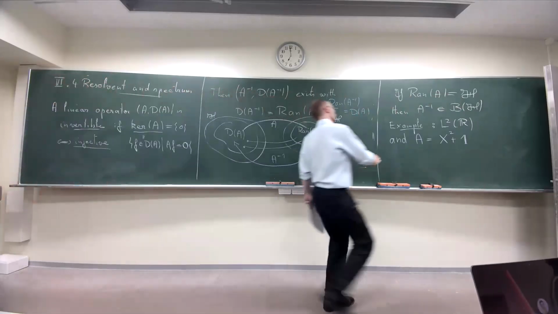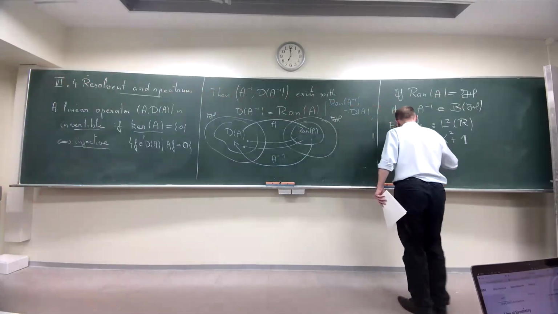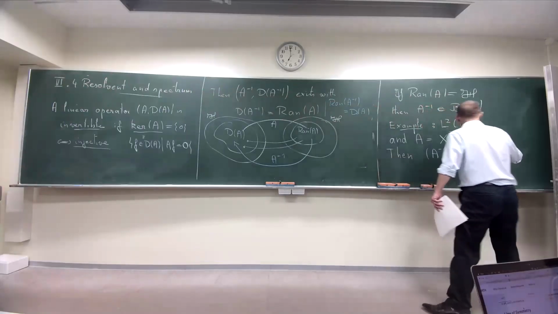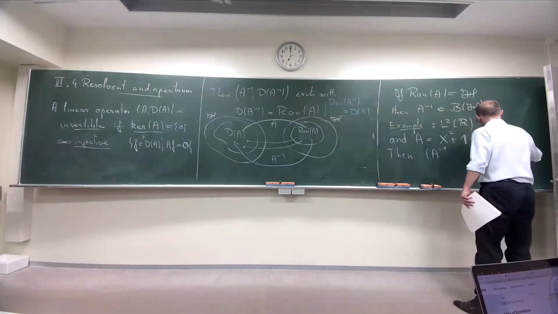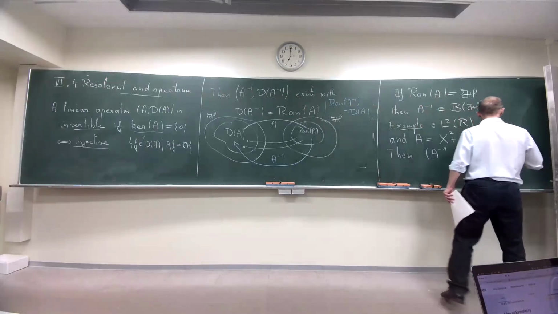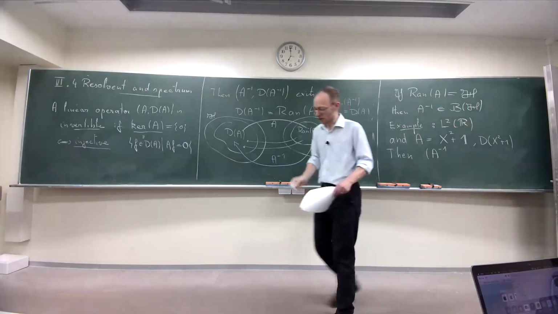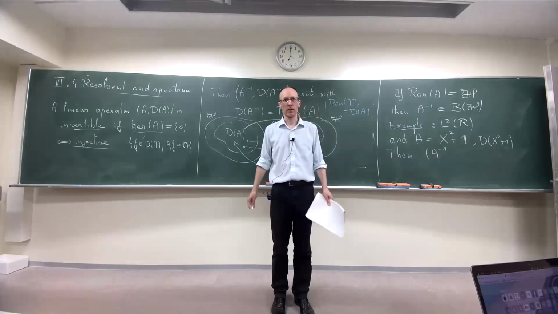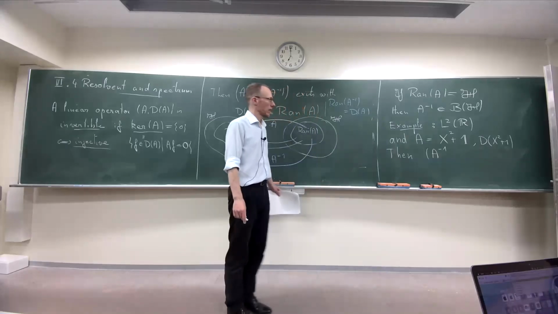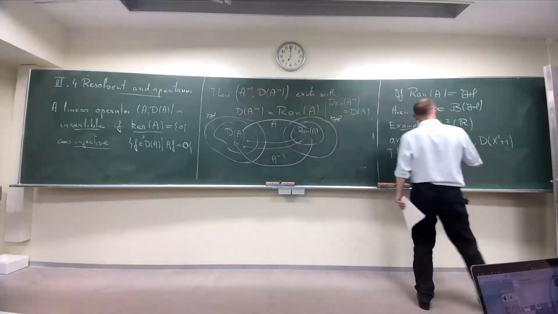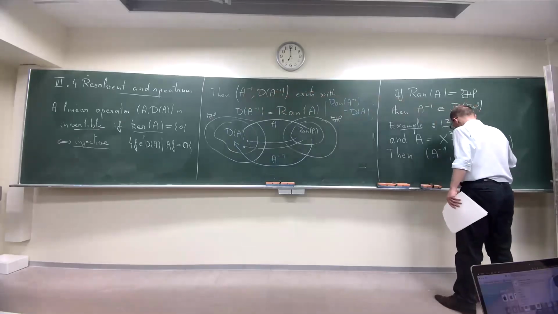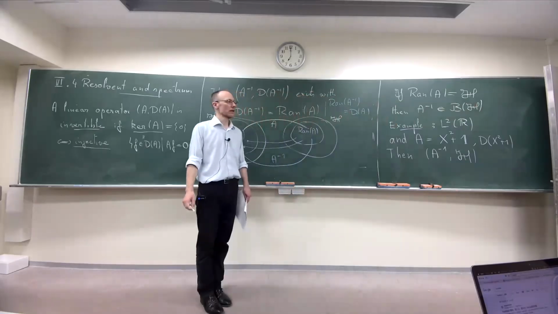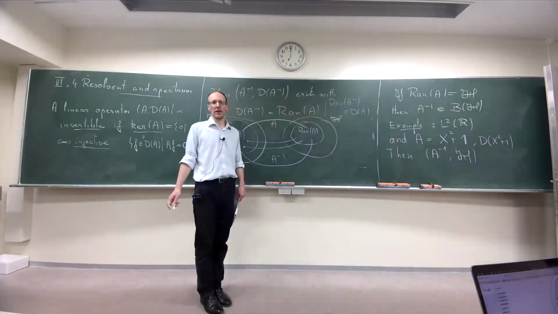But then what is the inverse? This is one of the exercises. What is A minus 1? Of course, I need a domain, D of X squared plus 1. You can guess the domain. It is the set of functions such that when you multiply by this, it is square integrable. I don't write it. But what is the inverse? And I'm claiming the domain is the entire Hilbert space. Can you guess the inverse?